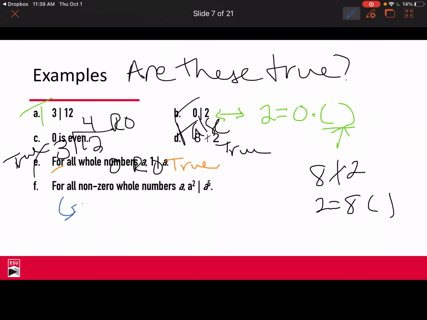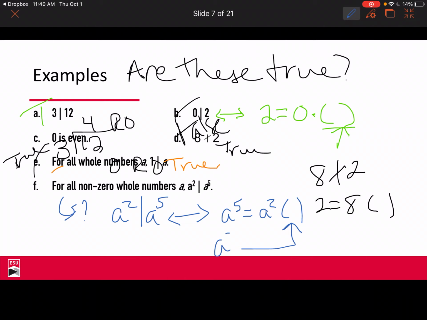Well, is that true? A squared divides A to the 5th means we get A to the 5th equals A squared times something. And is there a something? Yes, A cubed. That is also true. So we had true, false, true, true, true, and true.